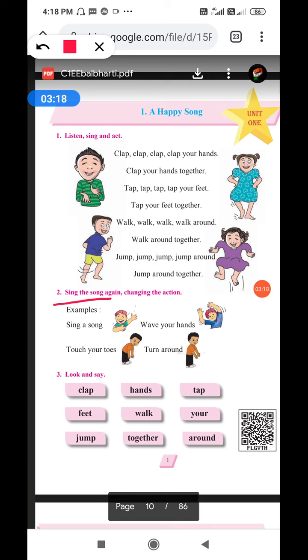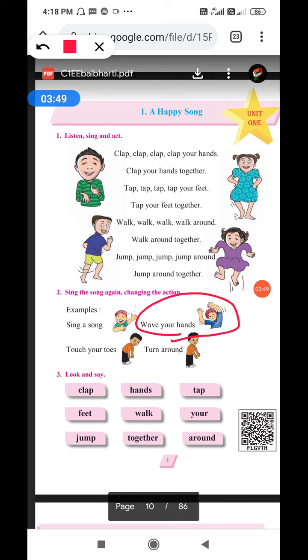Now we will come to the second one. Sing this song again, changing the action. What is this? Sing the song again. हमें यही song करना है, लेकिन उनके actions change हो रहे हैं. Actions are changing. What is this boy doing here? He is singing a song. So, sing, sing, sing, sing a song together.